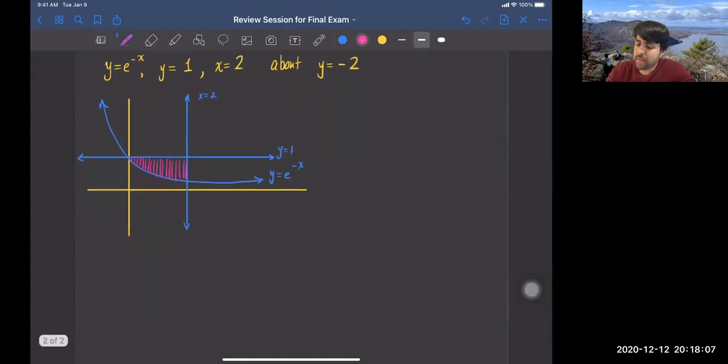Now, the only difference is that I have a new axis. My axis of symmetry is what? Y equals negative 2. That's the axis. I'm sorry, why did I say axis of symmetry? Axis of revolution. I always keep on saying that. Now you have to revolve it around this new axis.